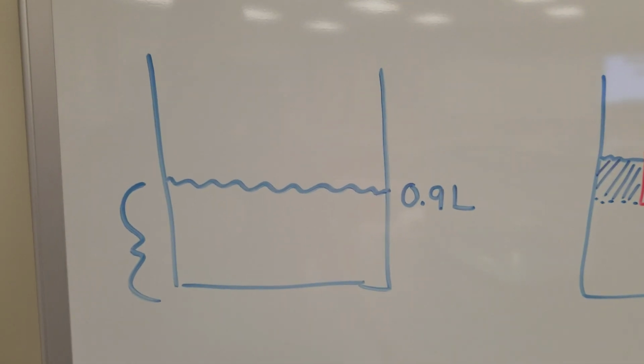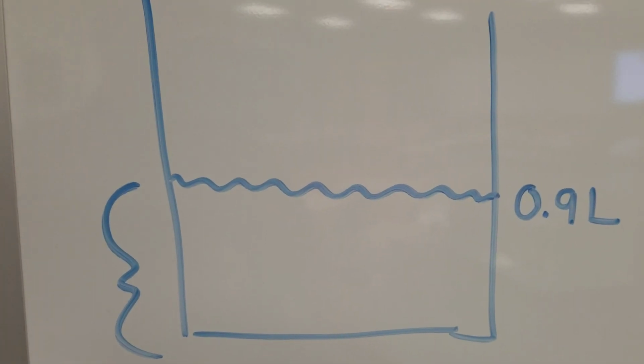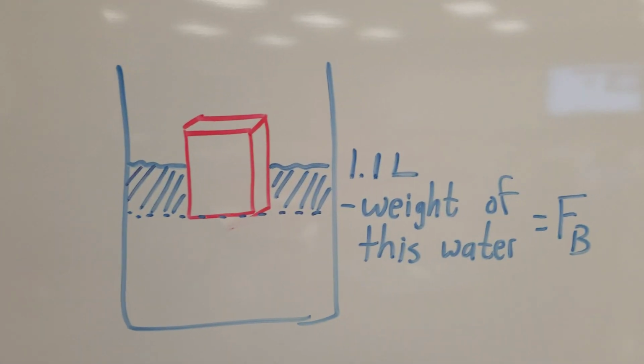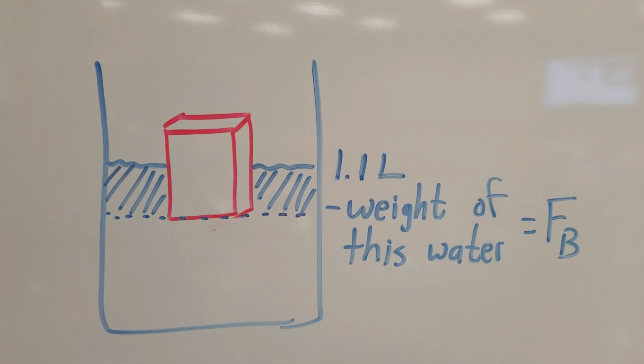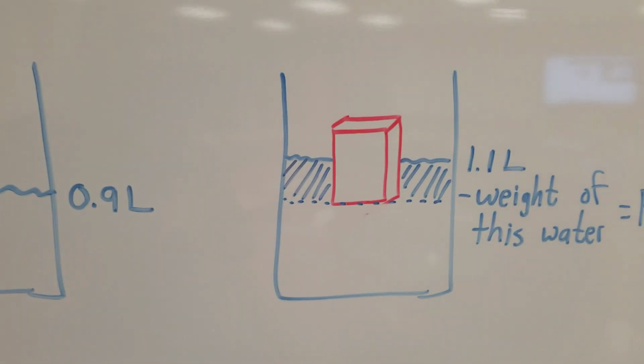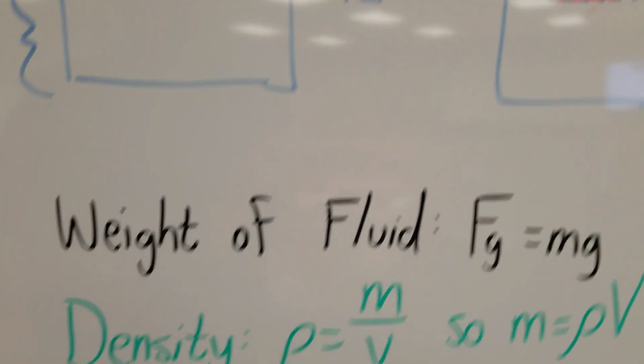And so if I have a tank of water, it initially has a water level, if you will, 0.9 liters. And then I submerge an object in it, and now the volume is 1.1 liters. Then the weight of 0.2 liters of water is equal to the buoyant force.